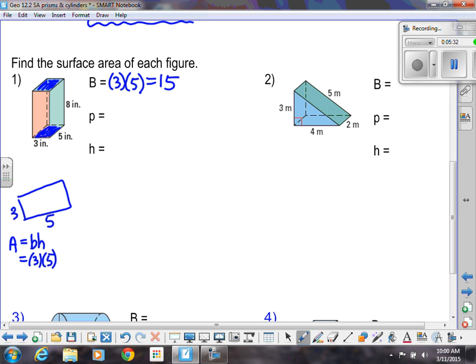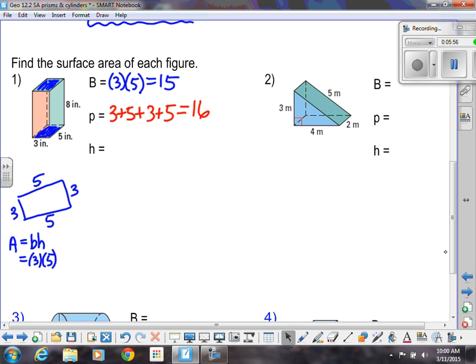Then I have to look at the perimeter. So if I go back to the base, I have to think about what all sides are. Well, if this side's 3, then this side is 3. And if this is 5, then this is 5. So for perimeter, all I'm going to be doing is adding up all of those edges. So that's going to be 3 plus 5 plus 3 plus 5. So if I add those together, I'm getting 16.